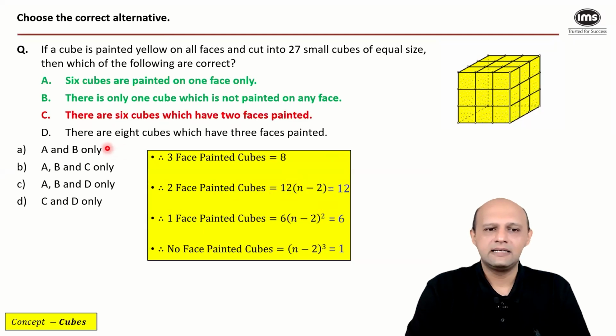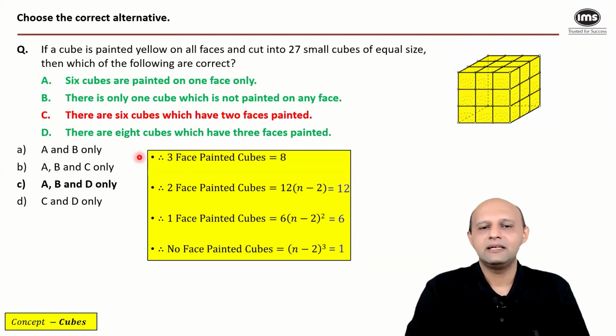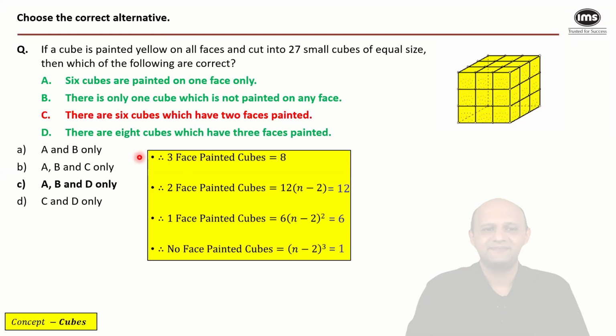What about the fourth one? There are 8 cubes which have 3 faces painted. So 3 face painted cubes are 8. And I think that completes the set of statements. So what is the answer option? The answer option is option C, which is A, B, and D only.